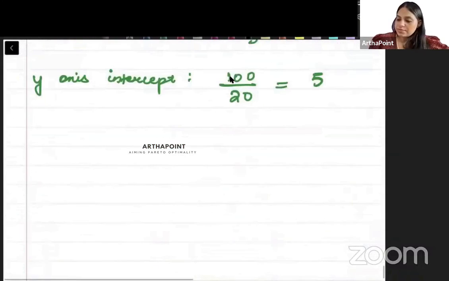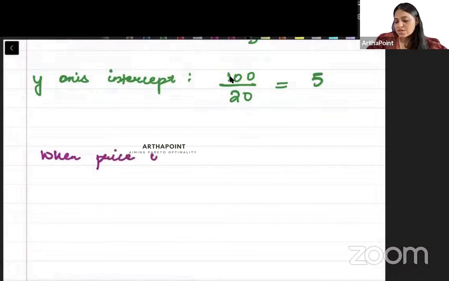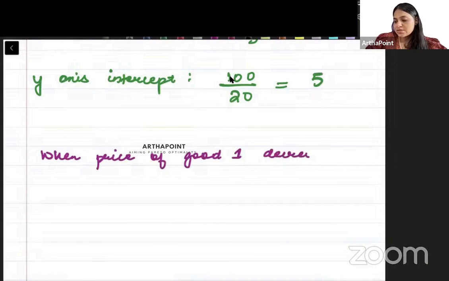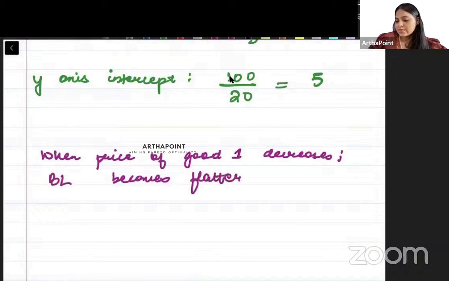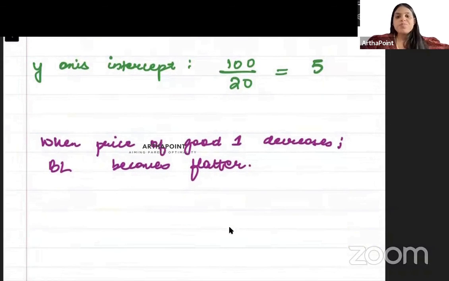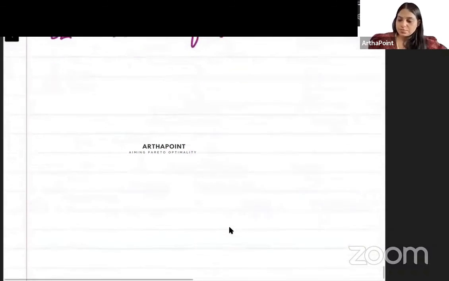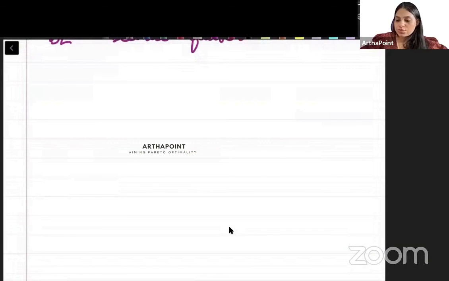So please write down: when price of good 1 decreases, the budget line becomes flatter. Budget line will become flatter. Is this clear? So the budget line becomes flatter. Okay. Now, homework question.